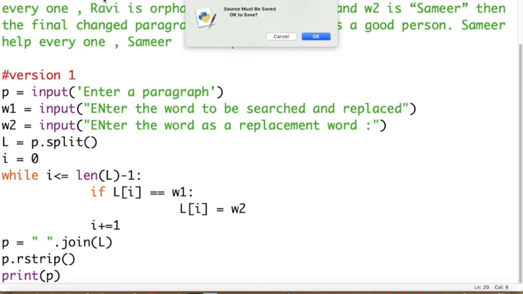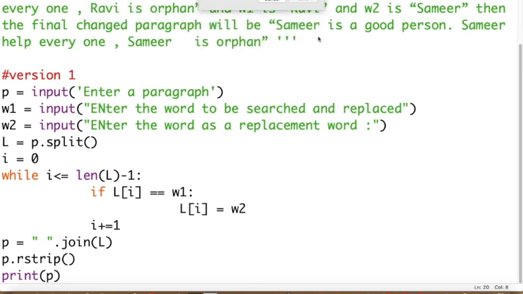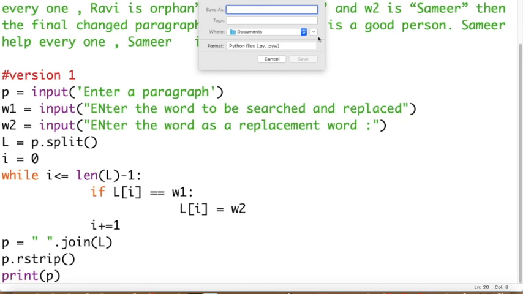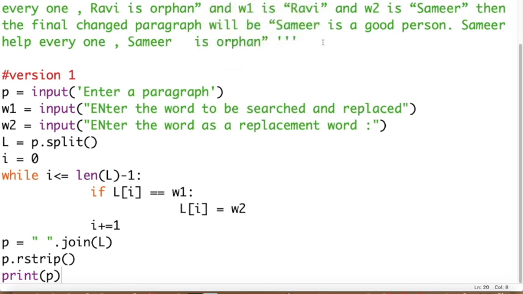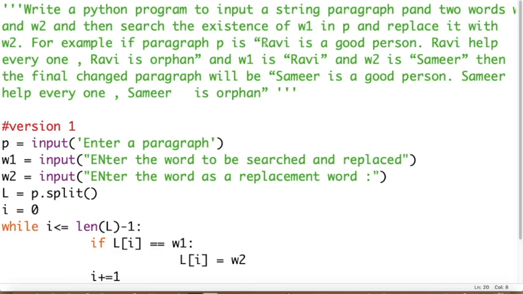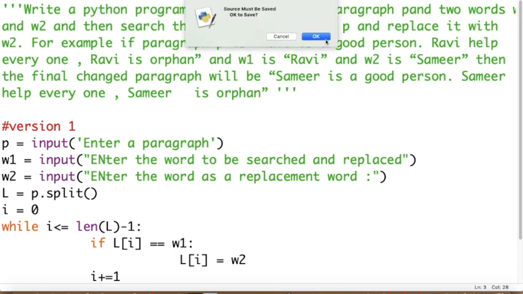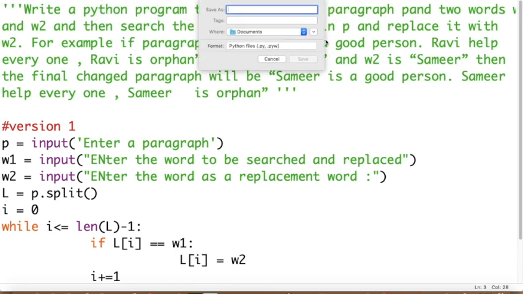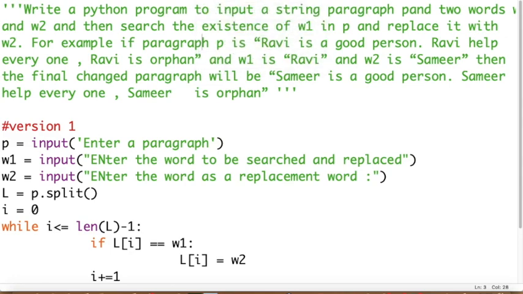So let us find out. Before saving this code, let us copy that example word so that we don't have to type it again. Let us run it and see what happens. Replace existing, that's my program name.